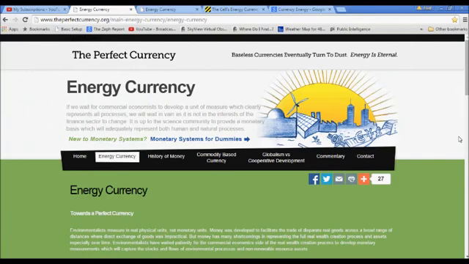The perfect currency. Energy currency. Baseless currencies eventually turn to dust. Energy is eternal. If we wait for commercial economists to develop a unit of measure which clearly represents all processes, we will wait in vain, as it is not in the interest of the finance sector to change. It is up to the science community to provide a monetary basis which will adequately represent both human and natural processes.